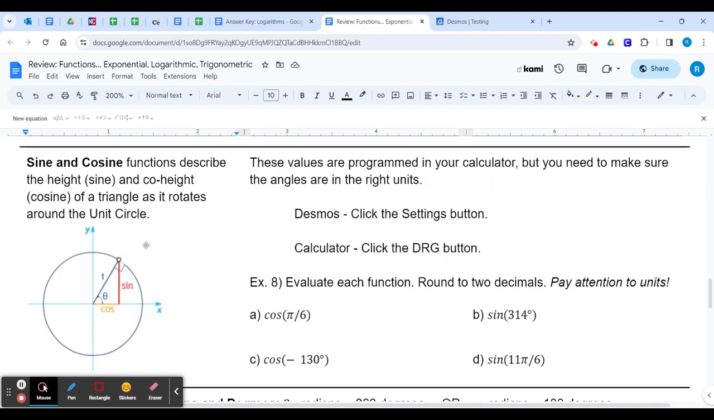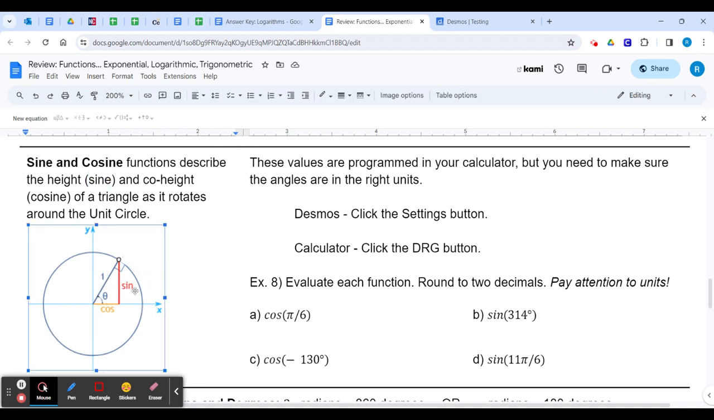All right, we are going to move away from exponents, move away from logarithms to talk about the final big unit we covered, dealing with sine and cosine. So let's ground ourselves back into where these came from. Sine and cosine functions describe the height, sine, of our triangle, and coheight, cosine, of our triangle as it rotates around the unit circle. So if you look at this image here, sine is our height, cosine is our coheight or our width, and the radius on our unit circle is always 1.